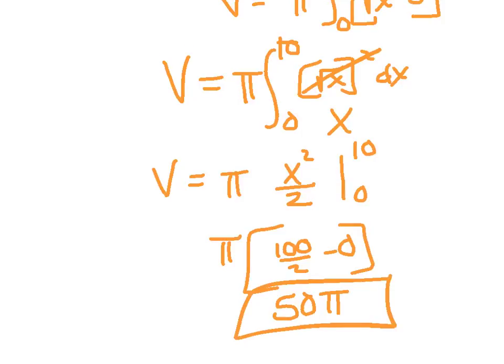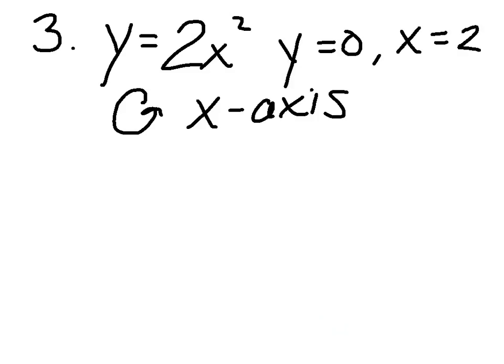Now notice, they don't tell you there's any units, so don't worry about that. Unlike the tabular data that we did before, we're just going to strictly integrate and get our answer. All right, probably question 2. Y equals 2x squared, y equals 0, and x equals 2. Revolve that around the x-axis.